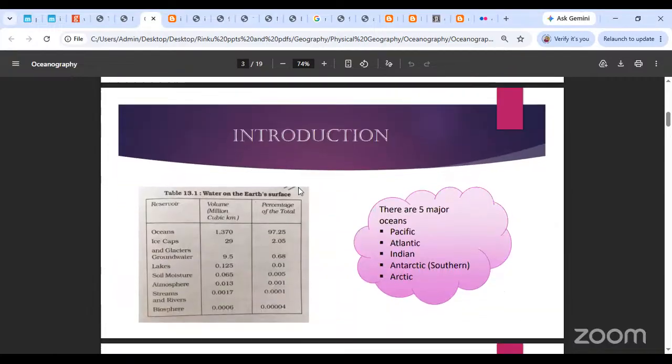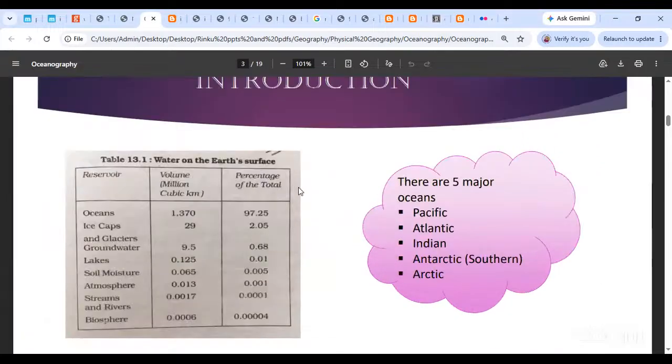Okay, we begin here. Before we start with the oceans, these are the 5 major oceans in the world based on their size. So the mnemonic for it is FESA. First is Pacific, then Atlantic, then Indian, then the Southern Ocean or the Antarctic Ocean, and lastly the Arctic Ocean. That is the size of the oceans.